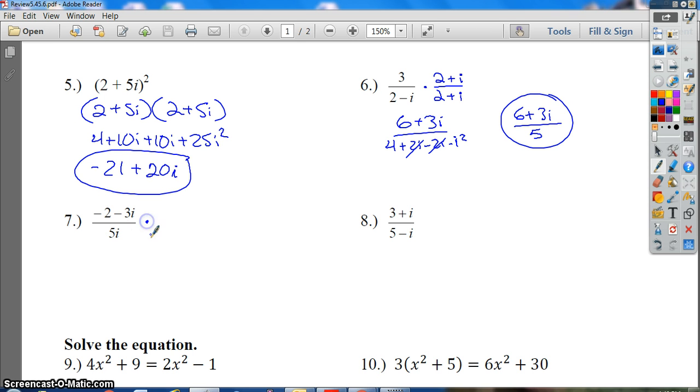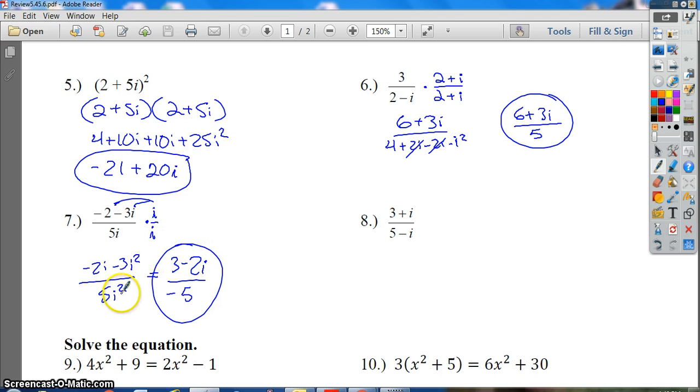Right, number 7. Most efficient way to do this is just multiply the i out of the bottom. 5's fine where it is. So I'm going to distribute i into both of these. It's negative 2i minus 3i squared over 5i squared. Up top, this is a negative 1, so negative 3 times negative 1 is positive 3. I still have minus 2i all over negative 5. This i squared again is negative 1.